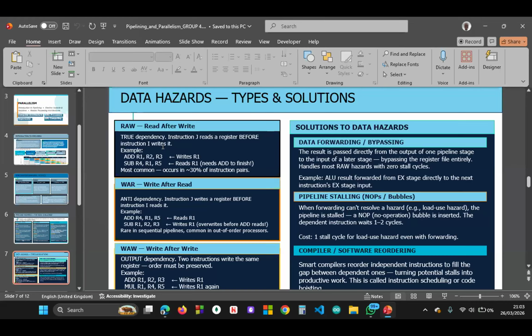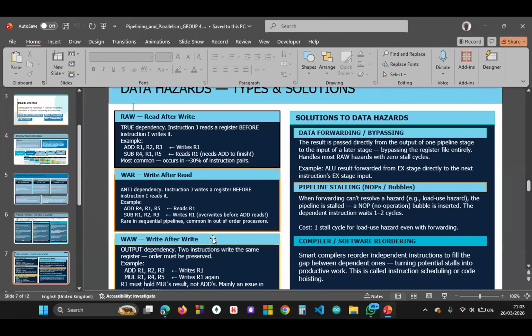Three, write after read, anti-dependency. Instruction J writes a register before instruction I reads it. Example is shown below. I'll try to jump some of them since I'm working with limited time. Pipeline stalling. When forwarding can't resolve a hazard, the pipeline is stalled. The dependent instruction waits one to two cycles. Example is shown below.